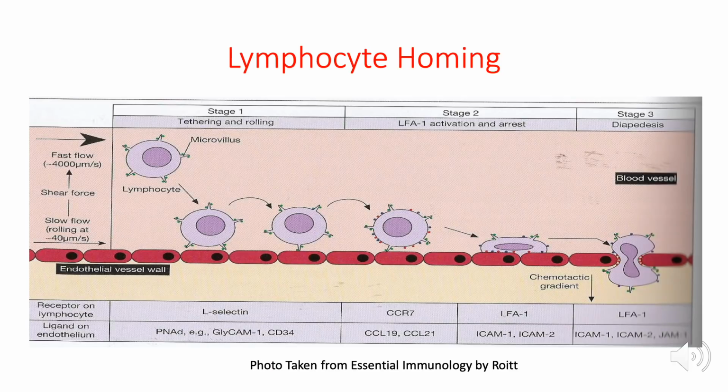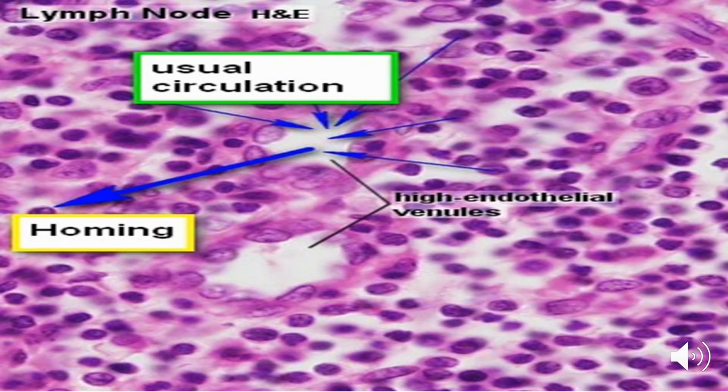The entry of the lymphocytes into the lymph node via the high endothelial venule is called lymphocyte homing. And this homing process involves three important steps. Homing is activated especially if the lymph node has filtered microorganisms or antigens. So the T cells and B cells specific to those microorganisms and antigens will be recruited from the blood circulation towards the lymph node, and that is made possible by the high endothelial venule.